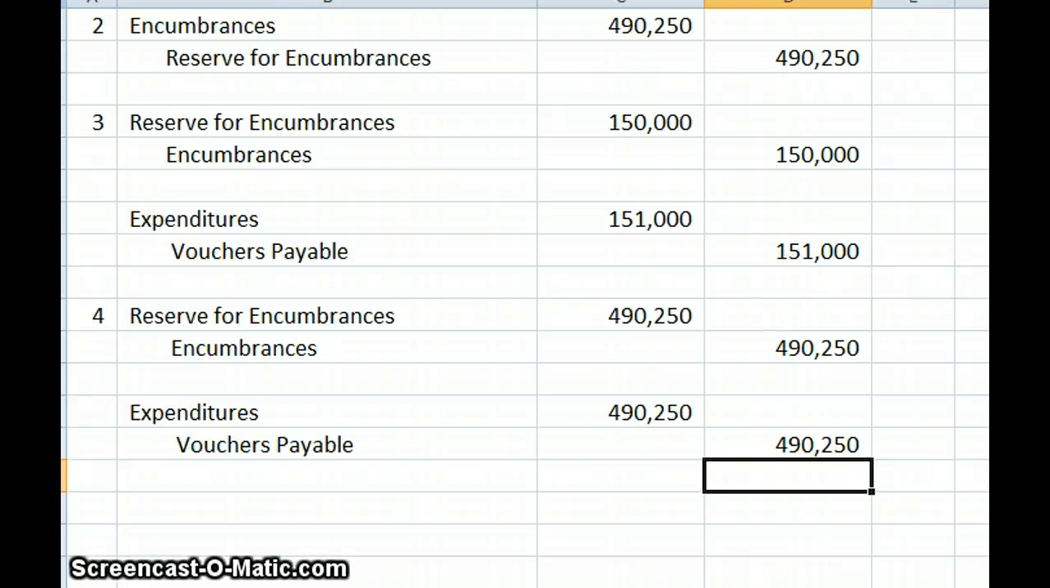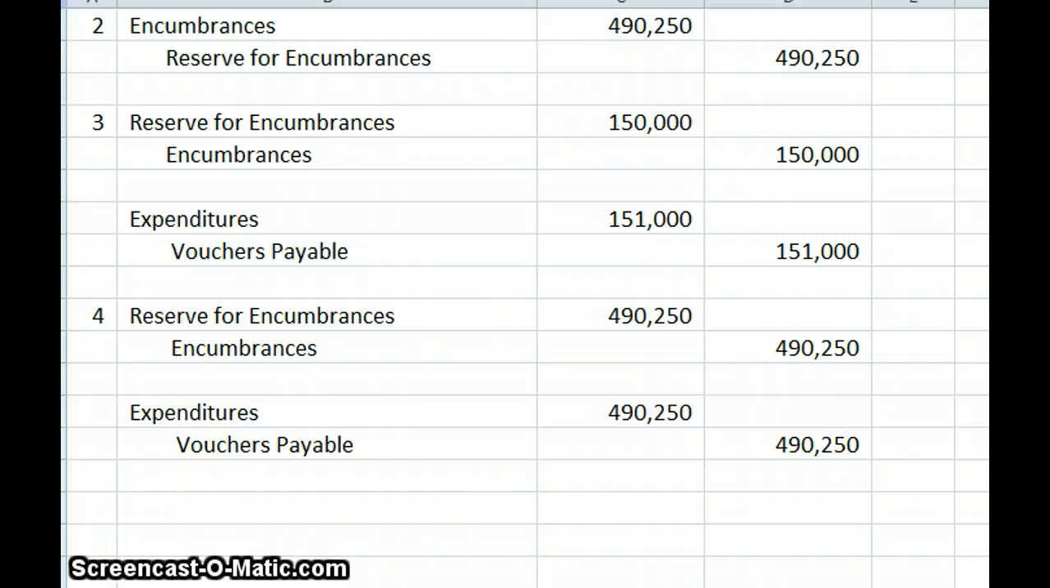Now the other thing to remember in this case is that on our general capital asset accounts, equipment is going to increase by that $490,250, and our net assets are going to increase by the $490,250. So not only are we recording that expenditure in our general fund, we're going to be recording the receipt of that equipment as an increase in our assets. So that is it for encumbrances.